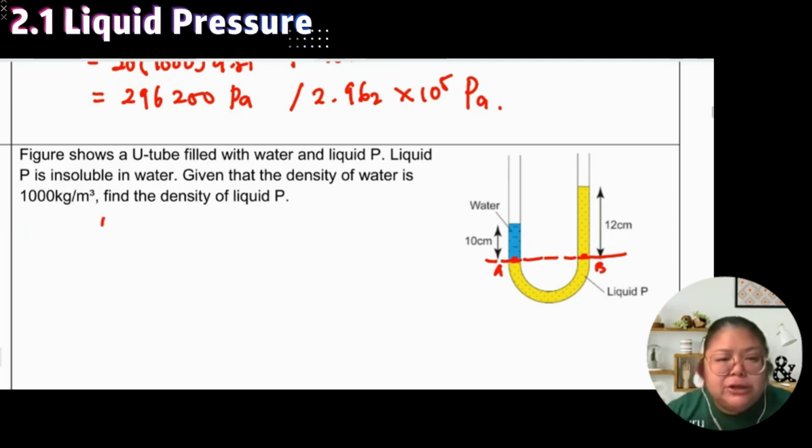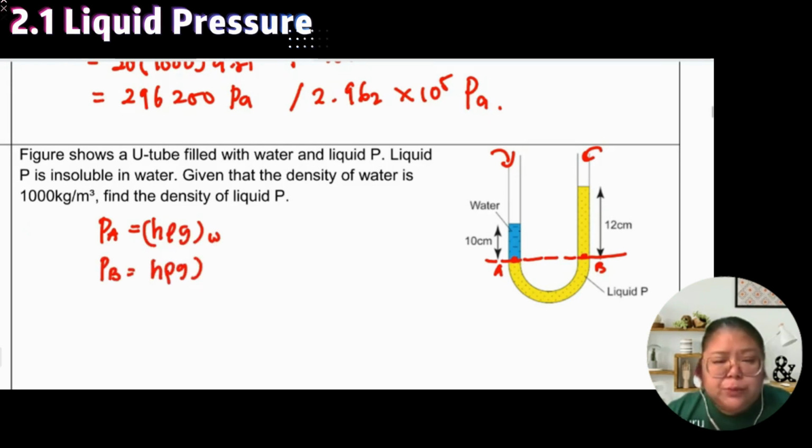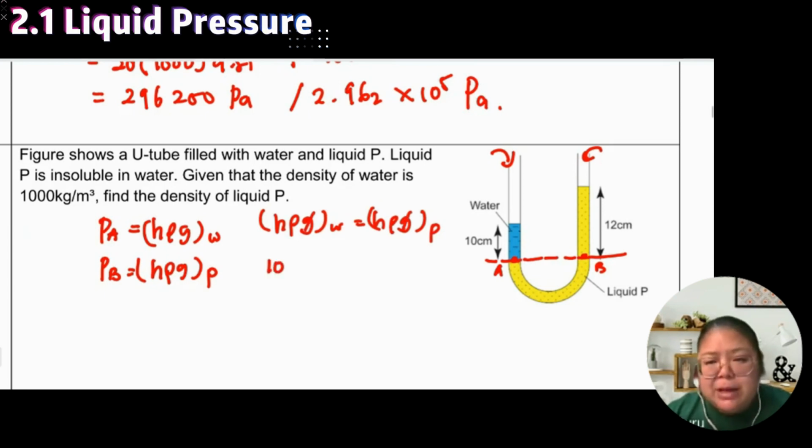Okay, for A, the pressure for A: the atmospheric, the atmospheric cancels on both sides. Same. So we only have rho G for water. Then the pressure for B is H rho G for liquid P. Okay, same level, same pressure. So I put H rho G equal H rho G. G cancels. So we have H. H is 10 cm. cm and cm, we don't need to convert to meter, because both are also cm. And density, they say given the density for water, 1000. So I put 1000. Okay, equal height here is 12.